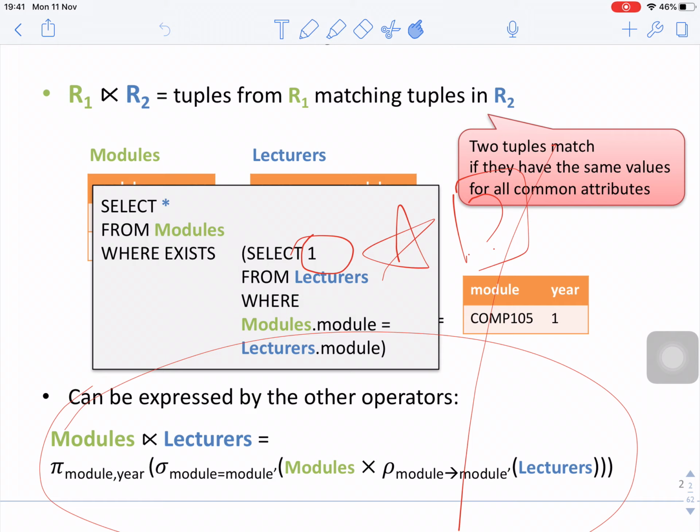semi-join lecture will be like: we can firstly rename the modules to module prime in the lectures, and we do the Cartesian product from the modules and the renamed lecture, and then we select where the module equals the module prime, and we project them to only the module and years.